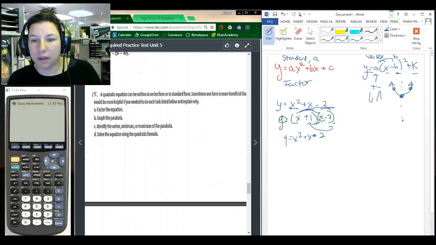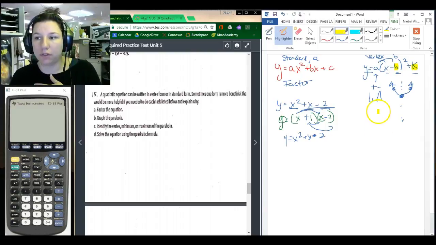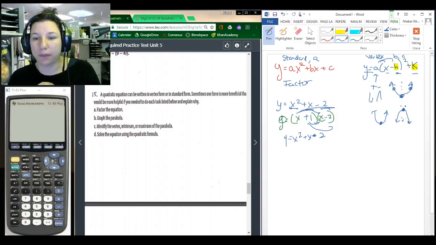Identify the vertex, minimum or maximum. Well, the vertex form is going to be easiest to point out the vertex. It shows it to you right there in the problem. H and K are your vertex. So we'll put that for C. And A will also tell you if it's a minimum or maximum. If A is positive, your parabola opens up, so you're going to have your vertex at a minimum. And if A is negative, it's going to open down, so you know your vertex is going to be at a maximum. So that's helpful as well.